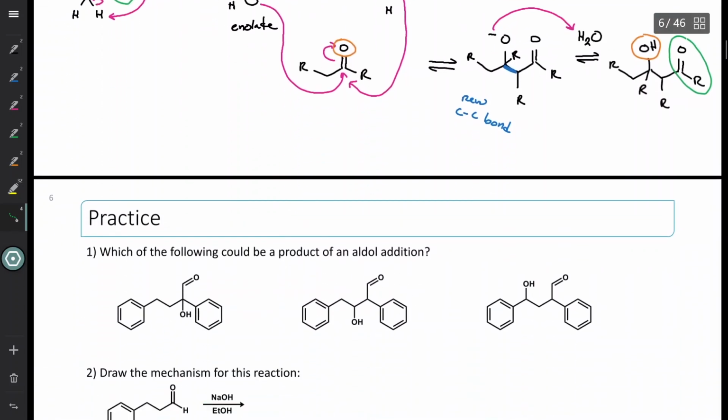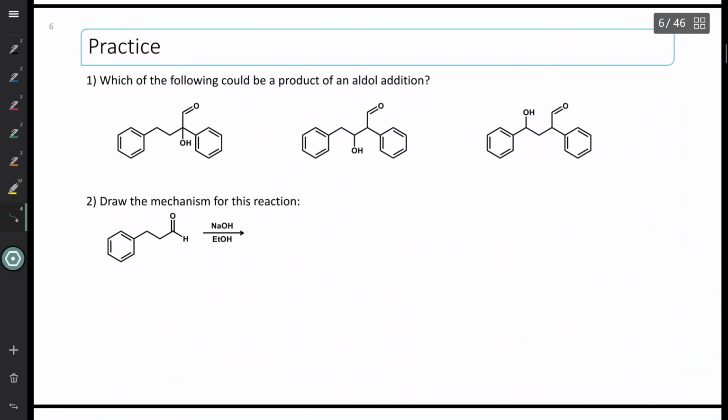Okay, let's try some practice problems. Now I'm going to put practice problems in the slides like I do in lecture, but please pause the video, give these a shot before watching me dive into them. Okay, let's look at this first one. Which of the following could be a product of an aldol addition? Basically they're asking us to identify which one is a beta hydroxy product.